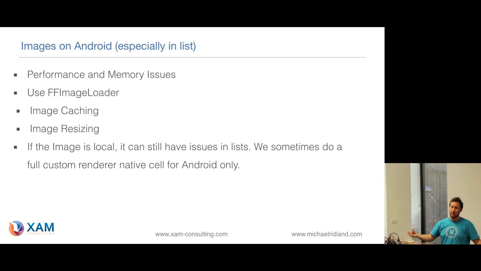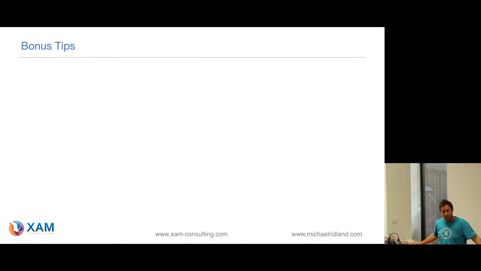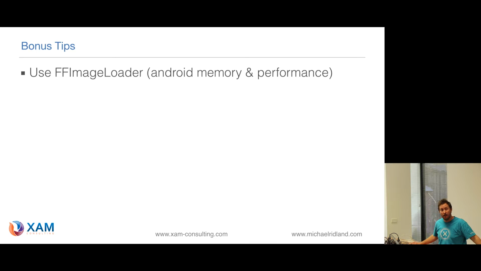Sometimes in the past we've just done a full native cell for Android, because if it's a list, sometimes it's really easy just to do the cell natively, and then you have a custom cell renderer for Android, but iOS can still use Xamarin Forms. Does it still load the full image? I don't actually know. No, it's pretty smart in the way that Android does it. If you're using the Android native image view, it just loads what it needs to load. It won't resize it, but it does have a kind of internal cache.